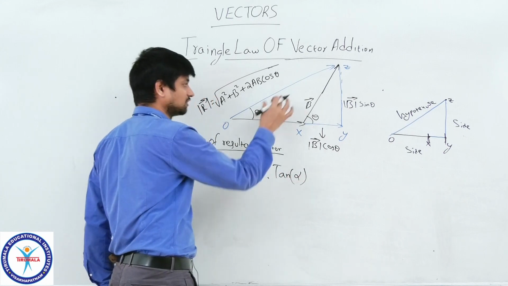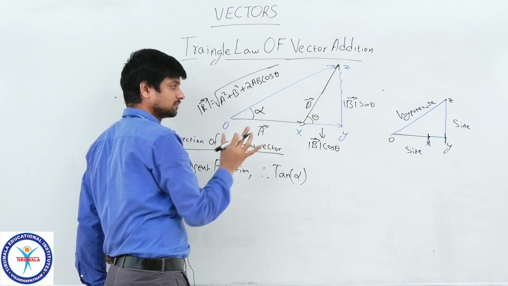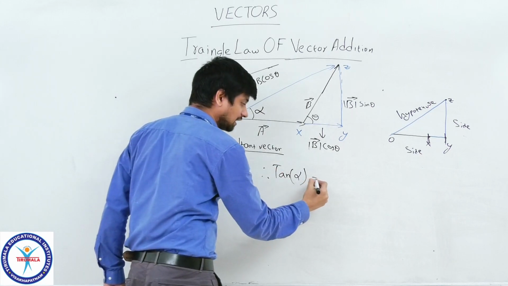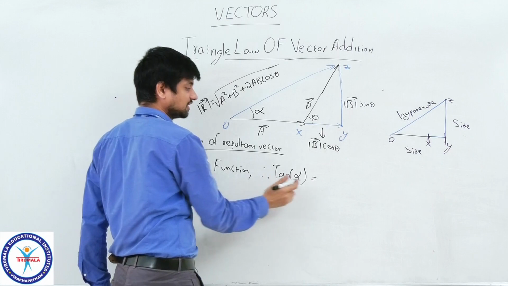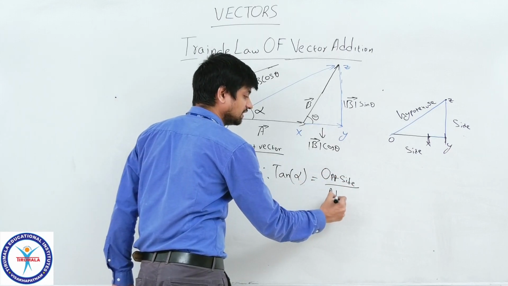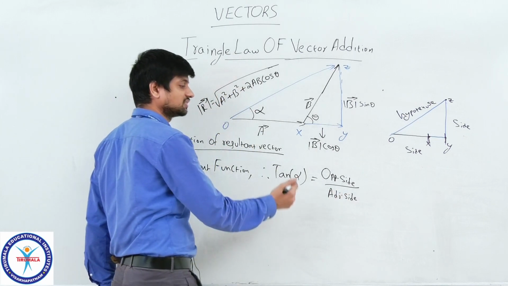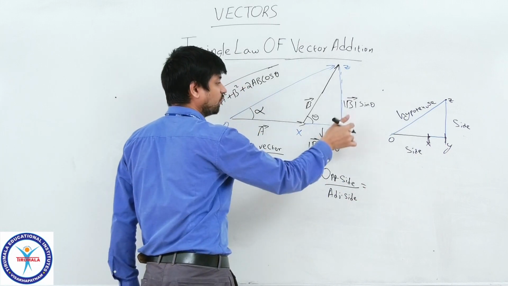So, tan alpha, I said the resultant makes an angle alpha with the x axis, horizontal. So, if you assume in that way, what is the tan alpha value, children? Opposite side by adjacent side. Okay, opposite side by adjacent. What is the opposite side here?